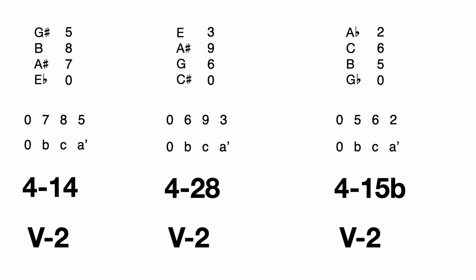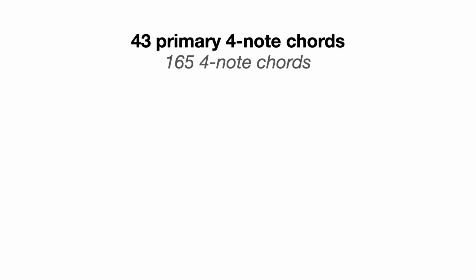So really, at the end of the day, it's all about your ear, but these also give you a lot of tools that you can use to start to expand your language, or to at least understand the language that you're using. So if we put all of this together, we have the 43 primary four-note chords from part one, and some of those are actually repeating. For example, the diminished chord is the same in every inversion, so we don't count those as four separate chords. So it actually turns out that we have 165 four-note chords.